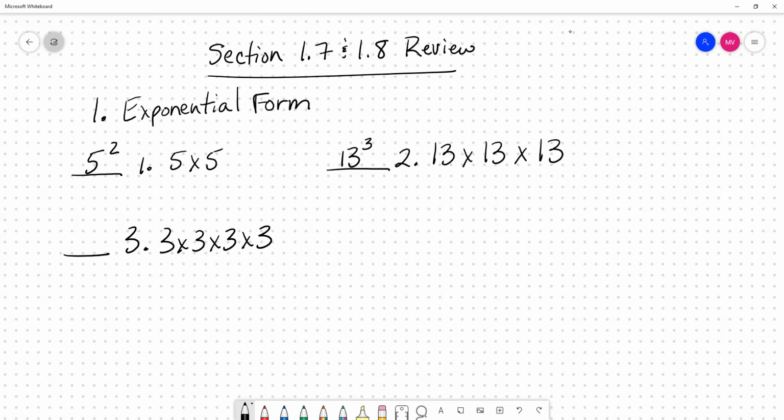3 to the fourth. So how many times is 3 being multiplied times itself? That's your exponent. So 1, 2, 3, 4.